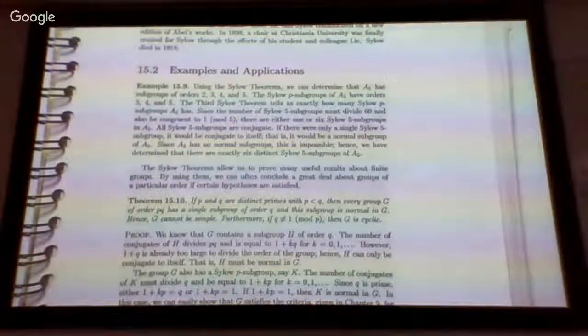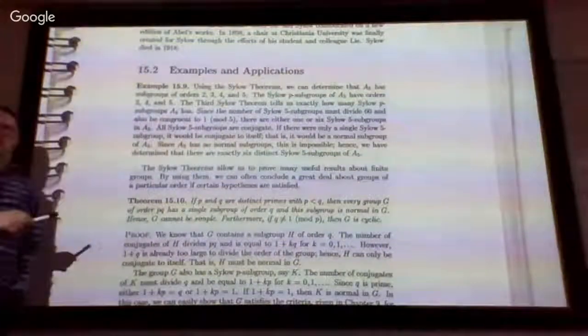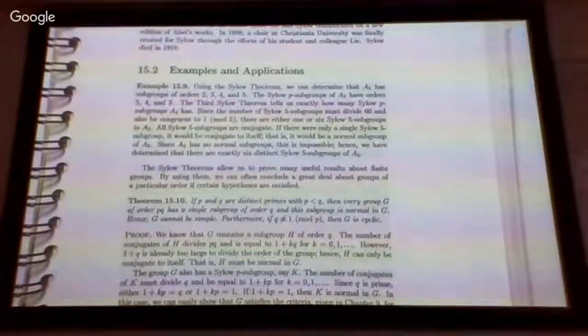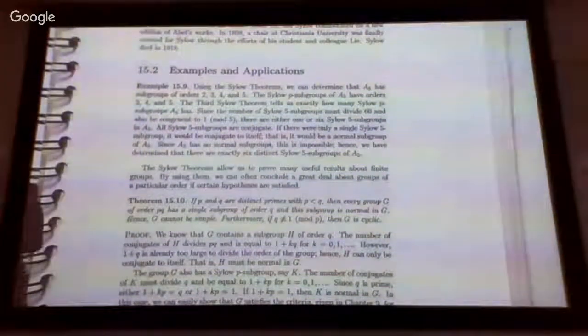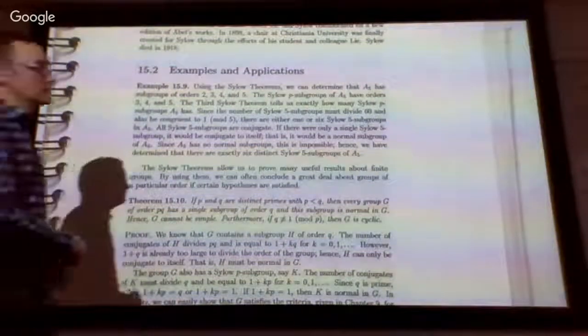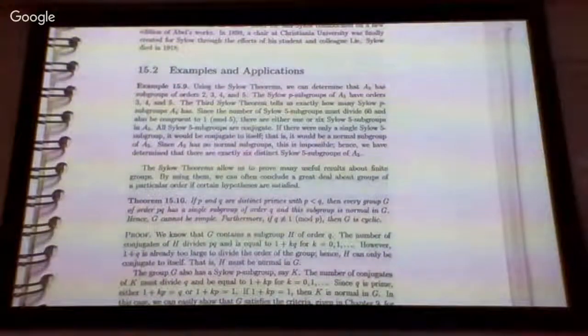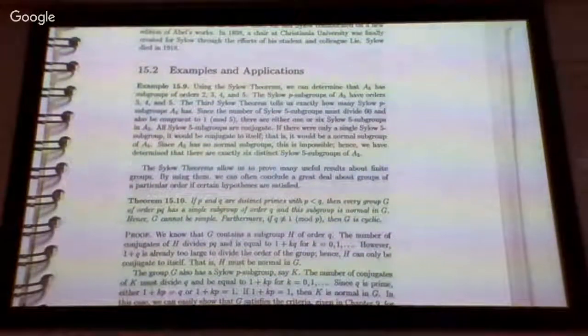A5. But previously, back in that chapter on normal subgroups, it was proven that A5 has no normal subgroups. So it can't be 1. A5 is simple, i.e. has no normals. So that's a proof that K5 can't be 1. So K5 has to be 6.